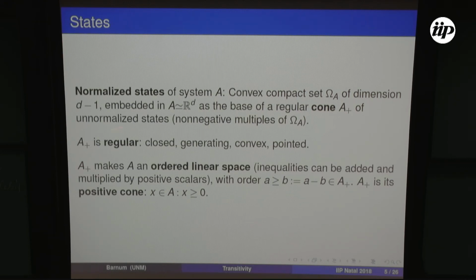All right, and then having this positive cone makes this ambient space, so this is a real vector space. I usually just use the name of the system as the name of the vector space. It makes it an ordered linear space. If the difference of two things is in this cone, we say the first thing is bigger than the second thing. And you can add inequalities and multiply them by positive scalars, just like inequalities between real numbers, which are, of course, an ordered linear space where the positive cone is the non-negative real numbers.